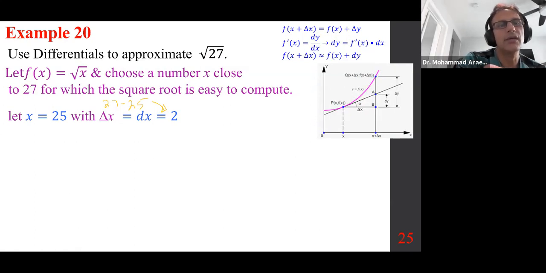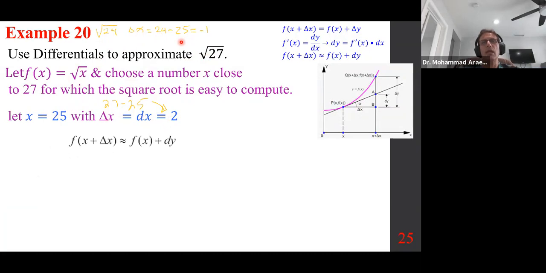On the other hand, if I wanted to find, let's say, the square root of 24, then delta x for 24 would be 24 minus 25, which is negative 1. And again, what does it mean? From 25 going to 27, this must be larger. That's why delta x or dx is positive. From 25 to 24, this must be smaller. So that's why delta x is negative. And this sign makes a huge difference. If you don't pay attention to that, your result will be wrong.